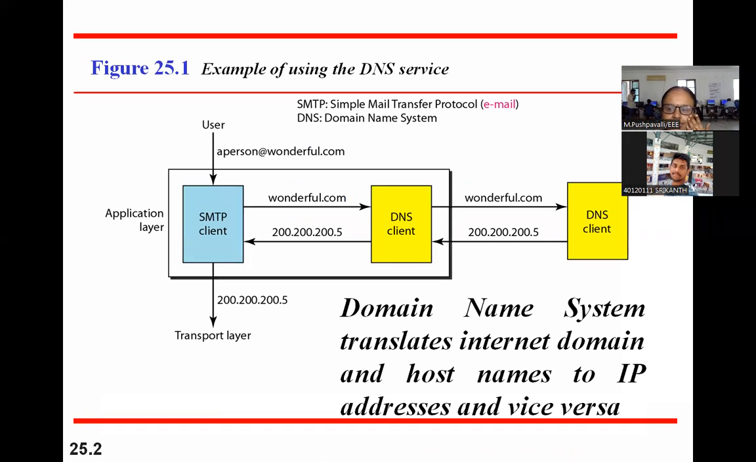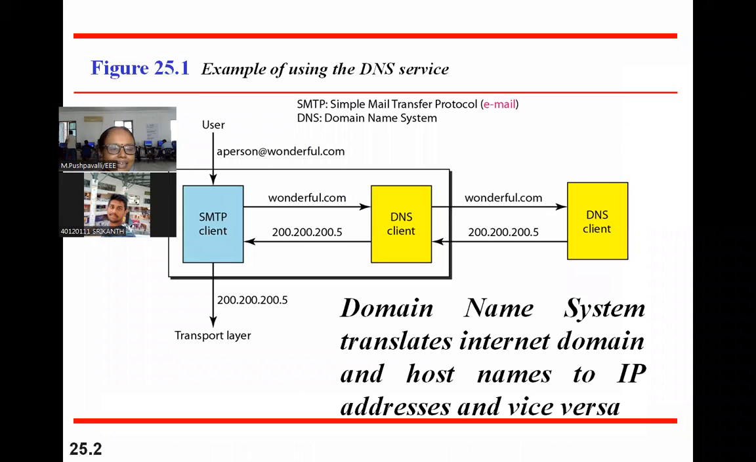We are going to see about the domain name system. What the domain name system is doing. Okay. Do you have any idea? The domain name system translates the internet domain name and host name to an IP address.